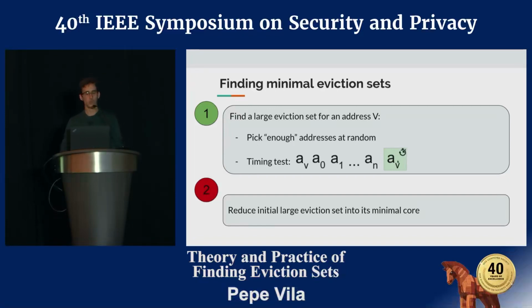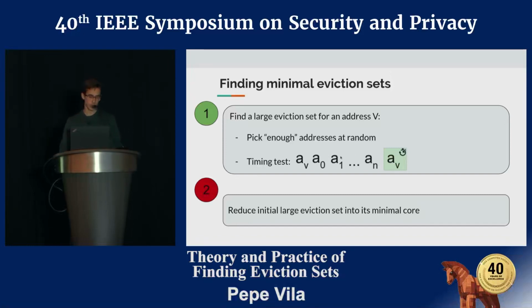And finally, we measure the access time to the first victim address again. If the access time is fast, it means that our victim is still in the cache, so our candidate set does not contain at least associativity colliding blocks, and therefore it's not an eviction set. On the contrary, if the access time is large, it means that our victim is not in the cache anymore, so our candidate set contains at least associativity many addresses and therefore is an eviction set.